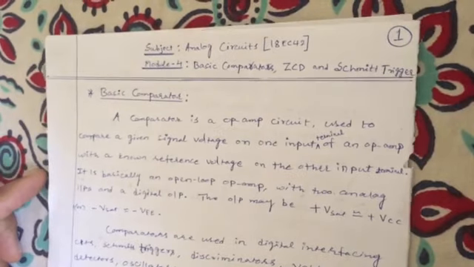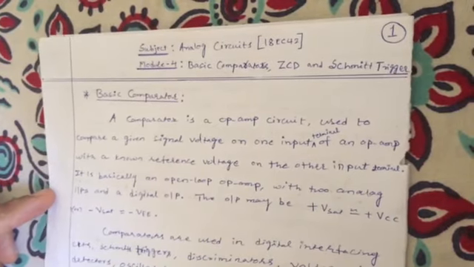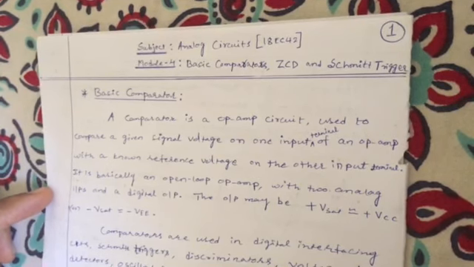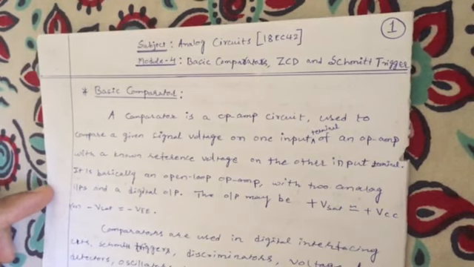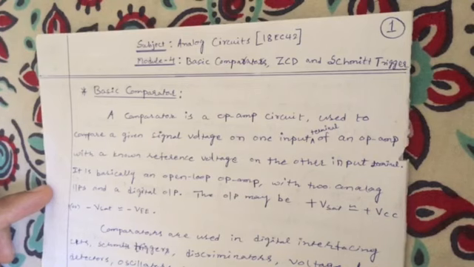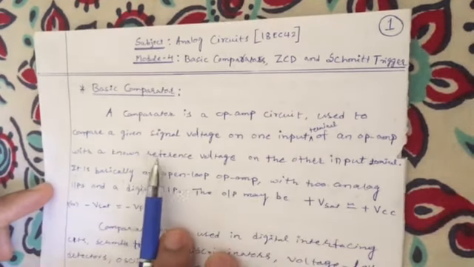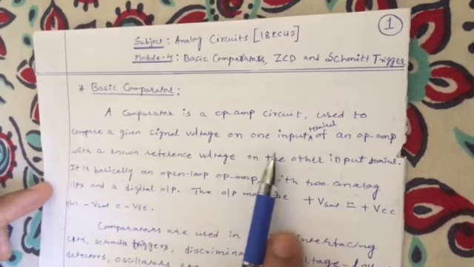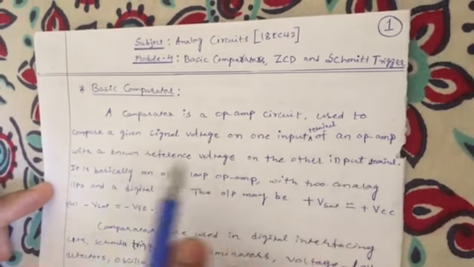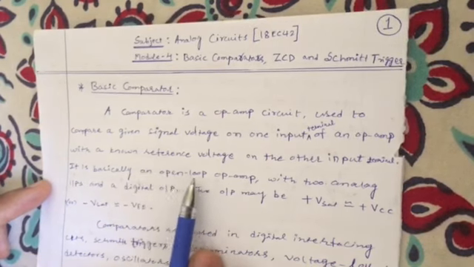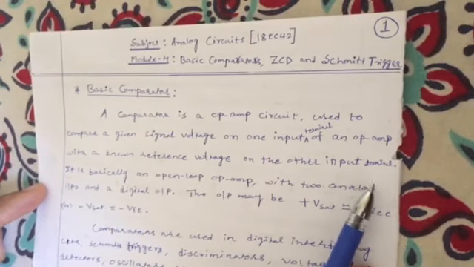What is a comparator? A comparator is an electronic circuit used to compare two input voltages. A comparator is an op-amp circuit used to compare a given signal voltage on one input terminal of an op-amp with a known reference voltage on the other input terminal.